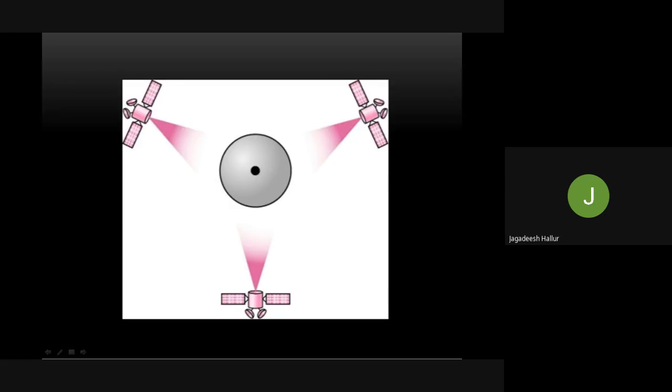See this diagram: there is the Earth, and only 3 satellites are there in geostationary, not more than 3. One is at the left side, one at the top, and one below. Only these 3 satellites are required in geostationary Earth orbit, not more than this.